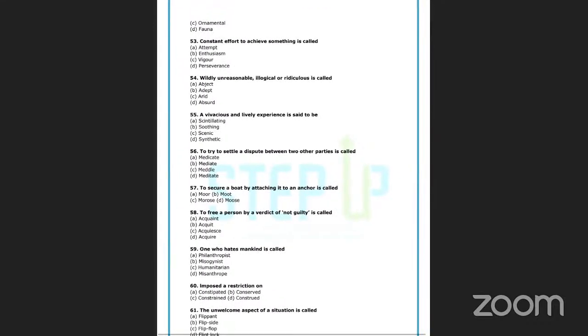So what is the next? 53rd: constant effort to achieve something is called what? That means constantly you're trying, you don't stop trying. Constantly, non-stop, you're trying to find out or achieve something. What will you call that? I will help you with the first letters. Later on, I will definitely get angry and tell you to search everything, then only I'll explain. The answer is perseverance, ma'am.